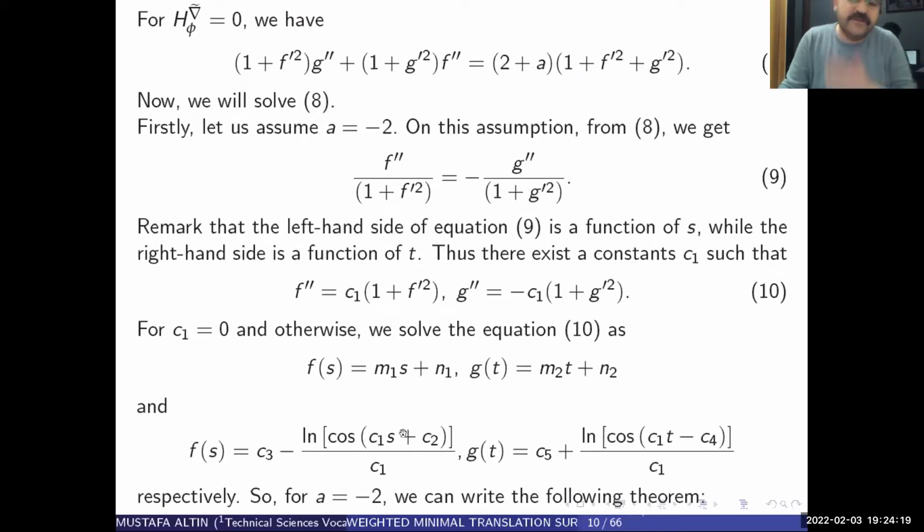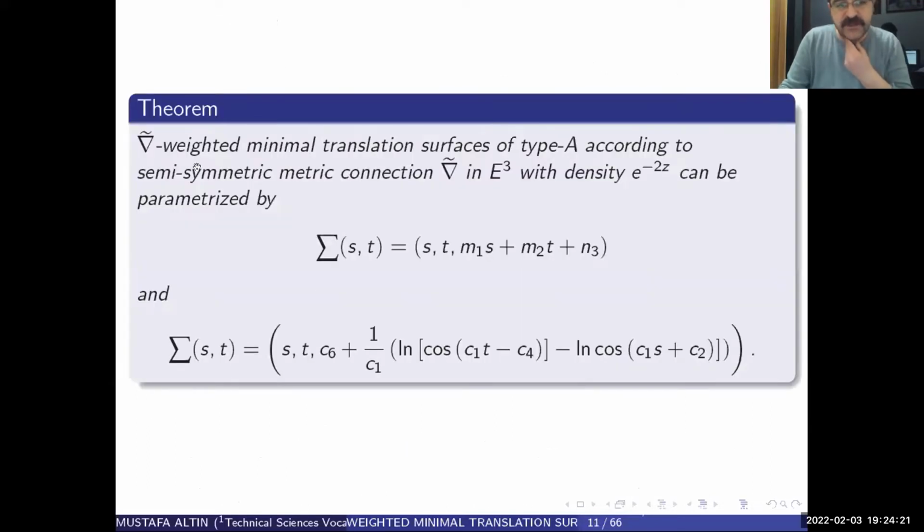We can write the following theorem. A weighted minimal translation surface of type A according to the semi-symmetric metric connection in Euclidean three-space with density e^{-2z} can be parameterized by this surface or this surface.